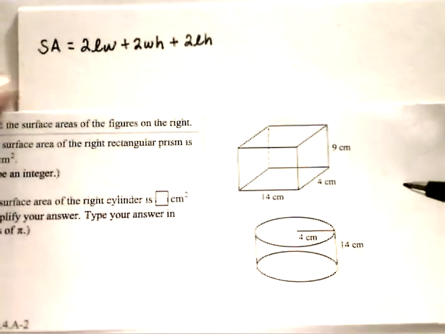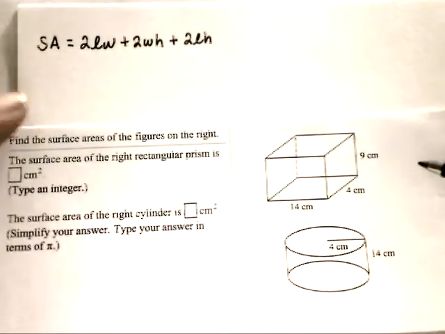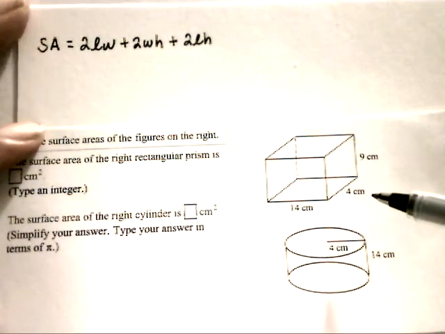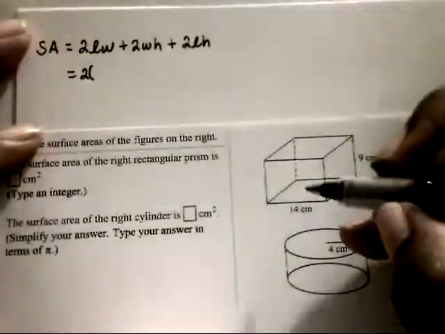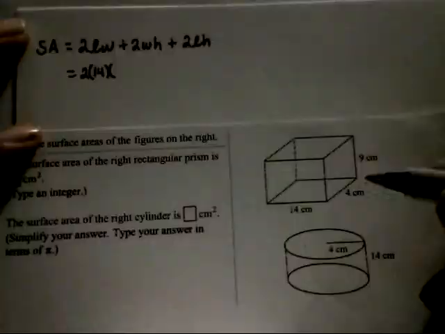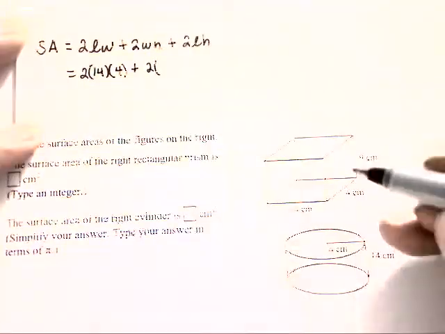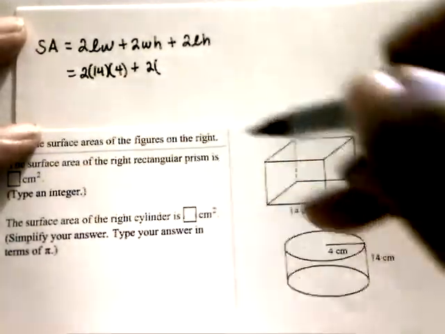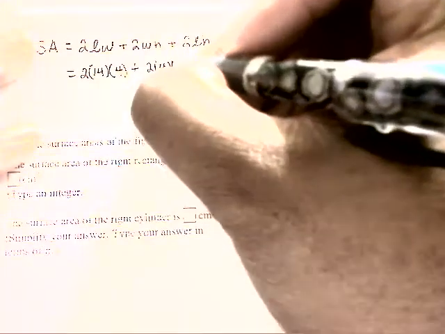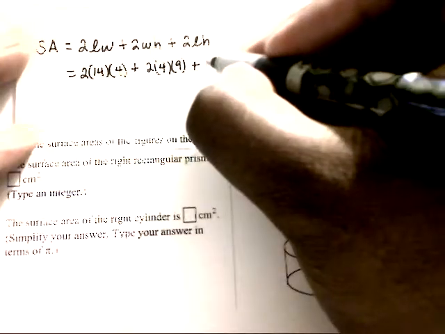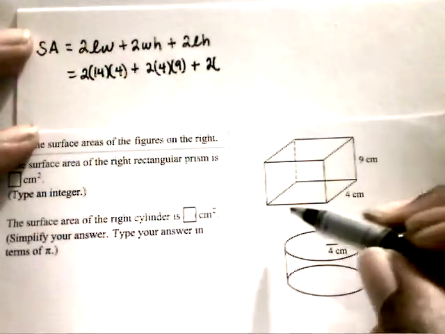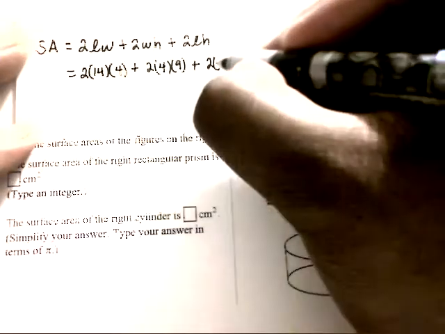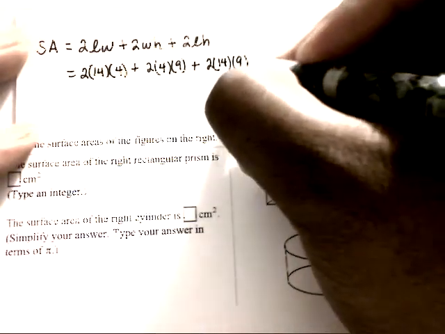Okay. So in this case, the length is 14, the width is 4, and the height is 9. And they're all in centimeters. So we're going to have 2 times the length, which is 14, times the width, which is 4, plus 2 times the width, which is 4, times the height, which is 9. So I have 2 times 4 times 9, plus 2 times the length and the height. The length is 14 and the height is 9. So it'll be 2 times 14 times 9.